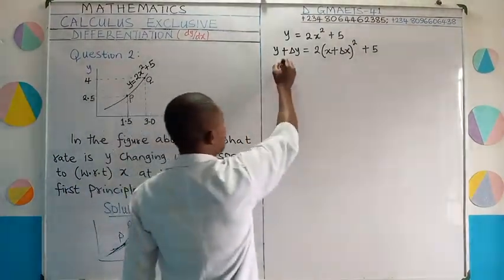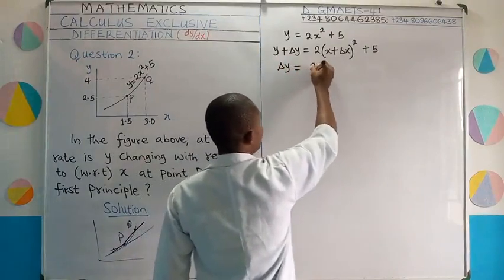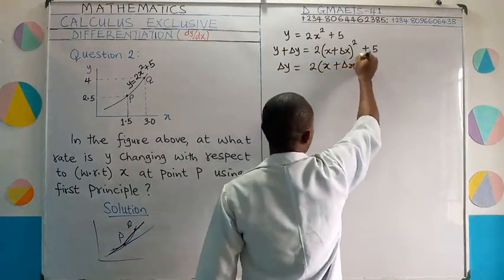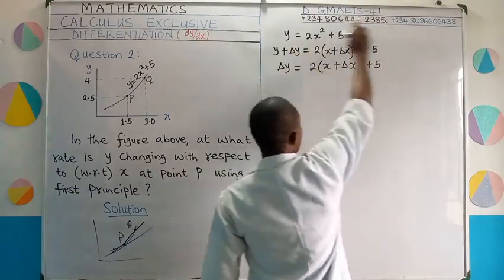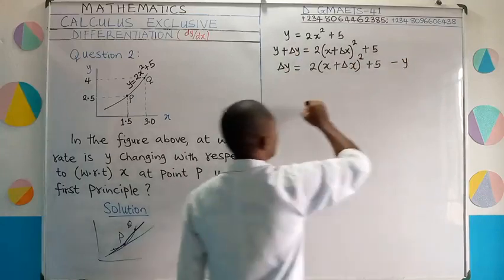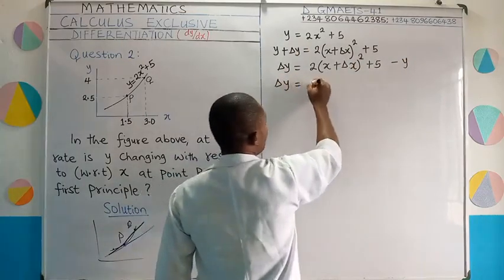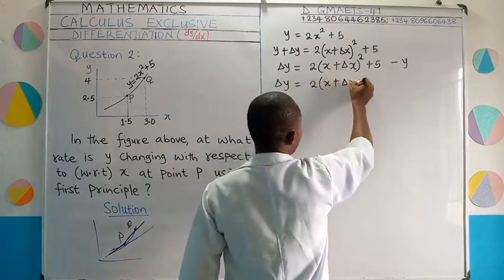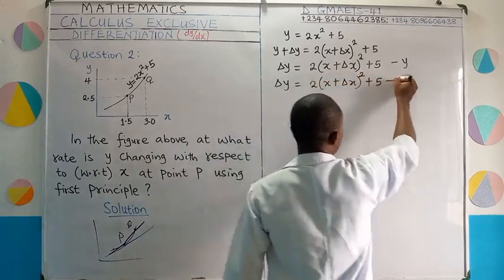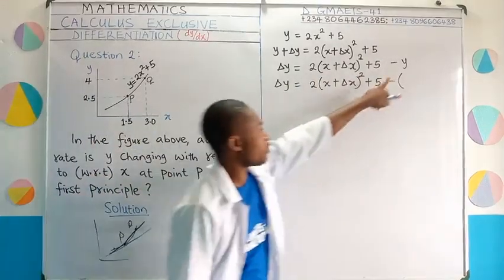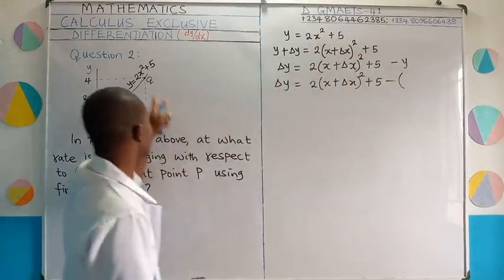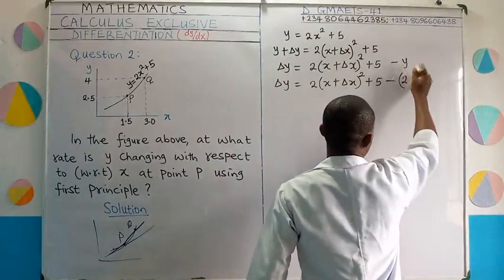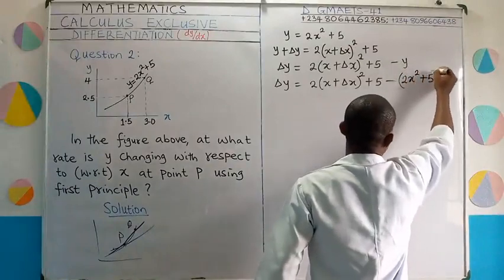I'm going to make delta y subject of the formula. So this is going to be 2 bracket x plus delta x, you square it, and then plus 5. Of course, this y will be taken to the right hand side, minus y. Delta y will now be equal to 2 bracket x plus delta x, you square it plus 5, then minus open bracket. Now you have minus y here, and in the question you know that y is equal to 2x squared plus 5. Look at it, the equation of the curve. So I'm going to substitute it. In place of y, we have 2x squared plus 5.